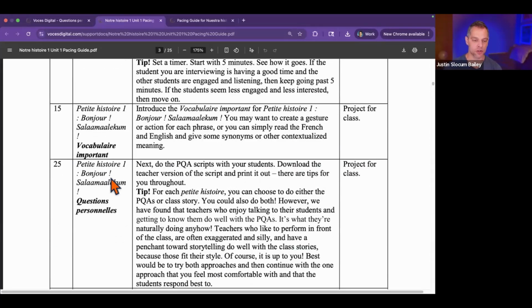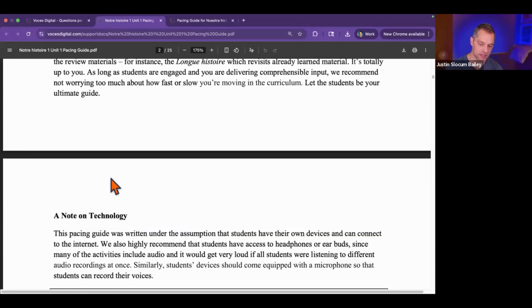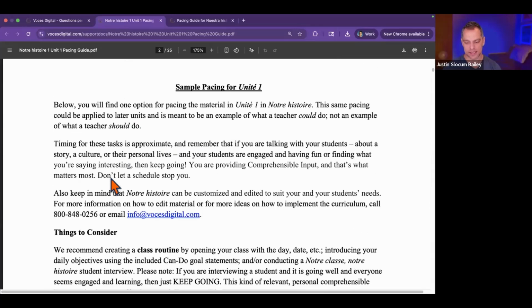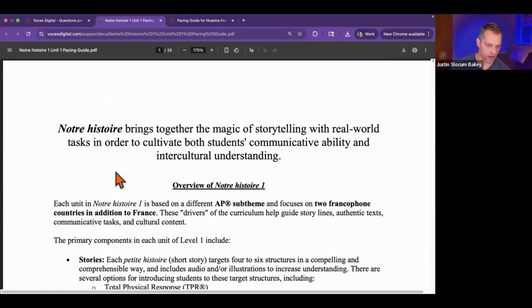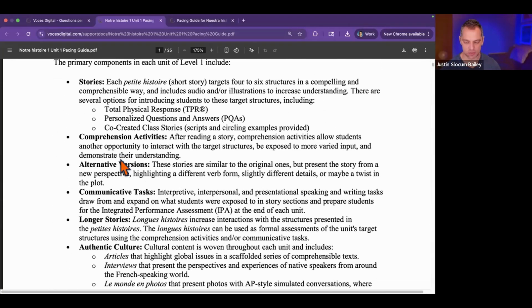This is provided for Unit 1 of every level of every language. Again, the reason it's not provided for every single unit all the way through is because it wouldn't apply to most teachers out there and might therefore lead to some frustration that it doesn't quite work that way in your exact setting. But this is a really key document.